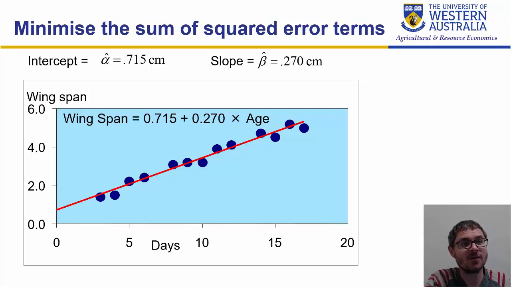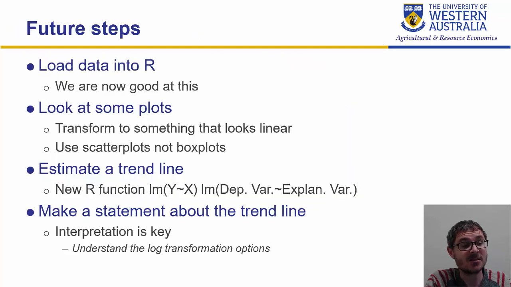All right, so what are our future steps? We've really covered the theory of the analysis in this lecture. Similar to the way that we've looked at our other tests, we're going to look at loading data into R, which we're very good at now. We're now going to look at some transformations of data. It's just the same transformation that you've seen repeatedly, which is the log transformation. We are not going to be using box plots but scatter plots. So we're going to have a slightly different notation for our plots, different features to play around with. We're going to be estimating a trend line.